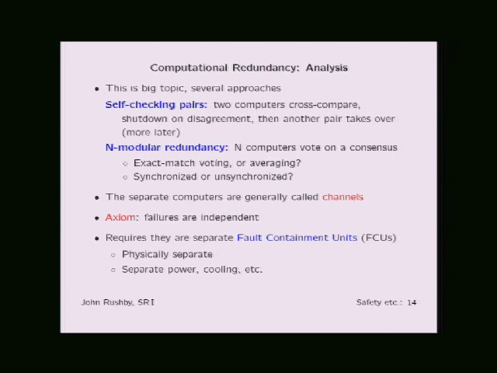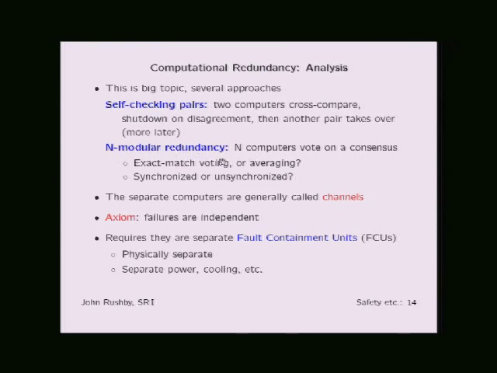And each time they disagree, there is some protocol that's followed. So one possibility is that whenever they disagree, they shut down and they defer to some other backup system. Okay. Another approach to take is called n-modular redundancy. This is a very popular, very classic approach.